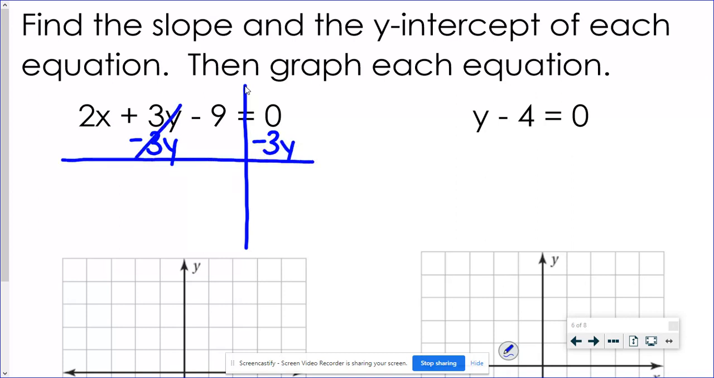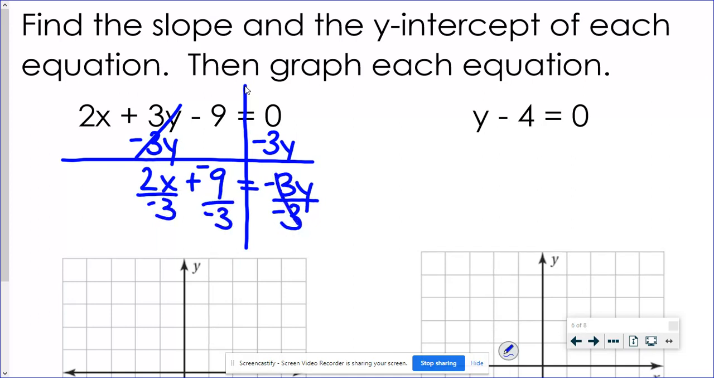I know that's not how slope-intercept usually looks. We like the y to be on the left, but we can flip that later. So I've got 2x minus 9, or plus a negative 9, equals negative 3y. So I would have to divide by negative 3. Divide, divide, divide. When I write this, I'm going to flip it back so that the y is first now.